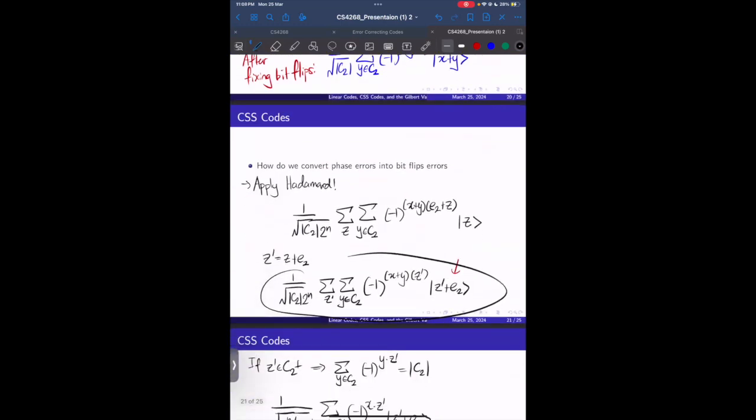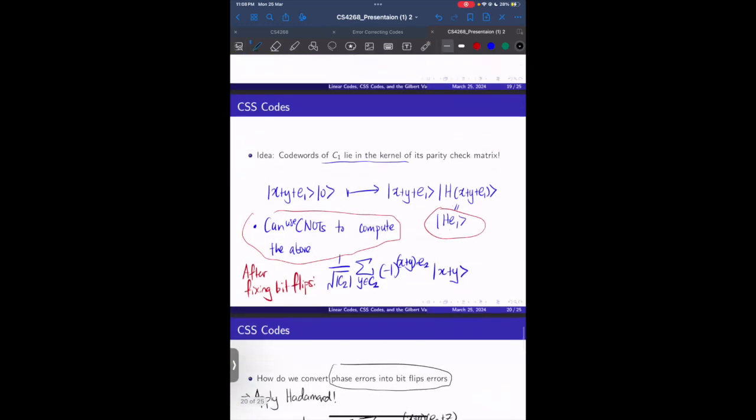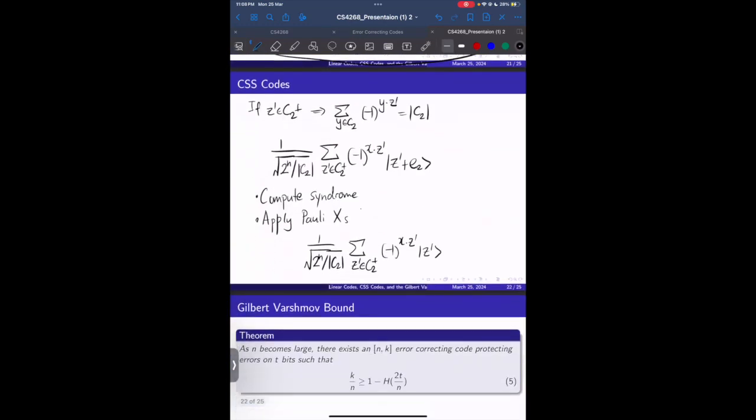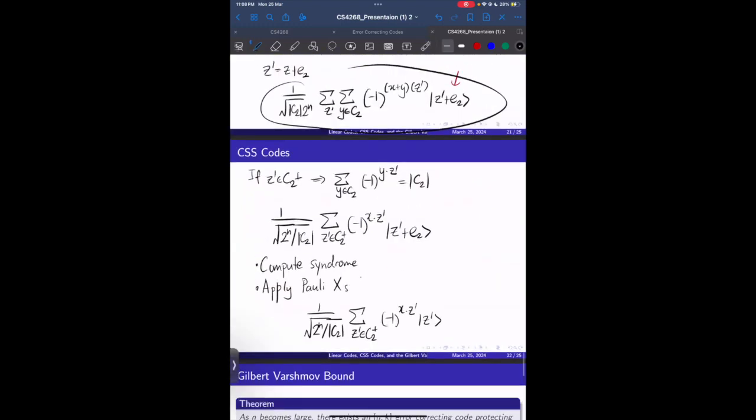Now, the idea to fix the phase errors was to just apply the Hadamard. And then it reduces to the bit flip case, where we can apply the same procedure as we did above, right? And then we just apply the Hadamard back and we get back our original state.